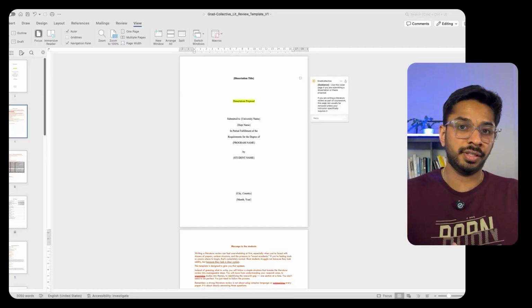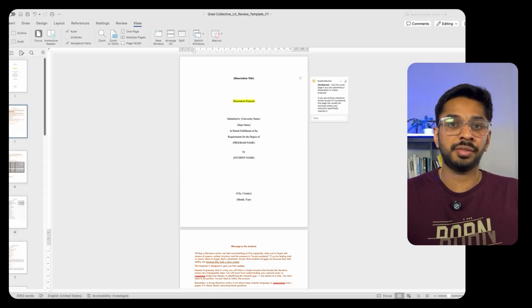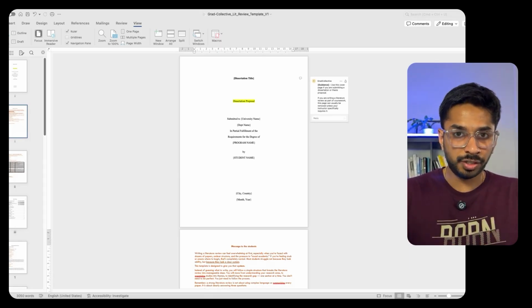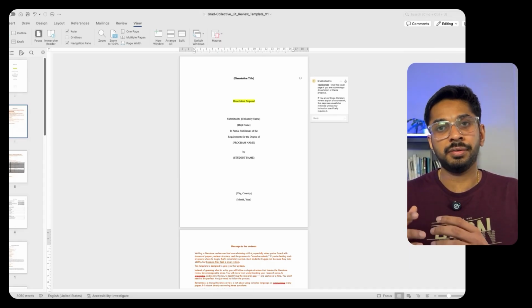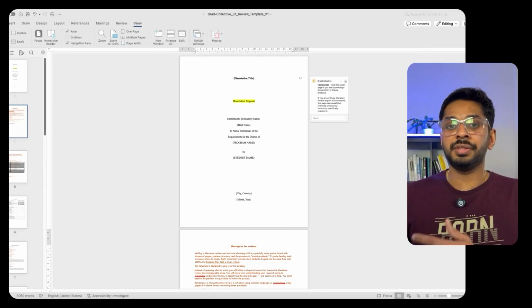And let me show you this. This template is designed to do one thing: remove confusion when you start writing. Instead of asking, what should I write next? You simply follow clear sections, answering guided prompts, and build your review step by step.